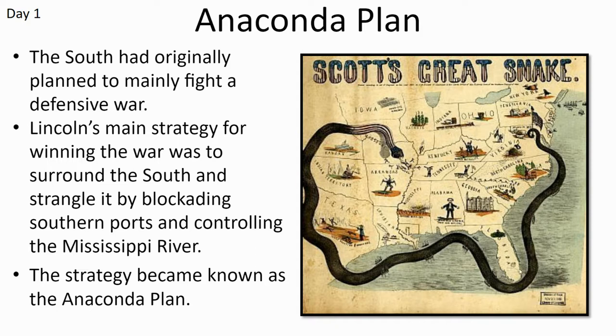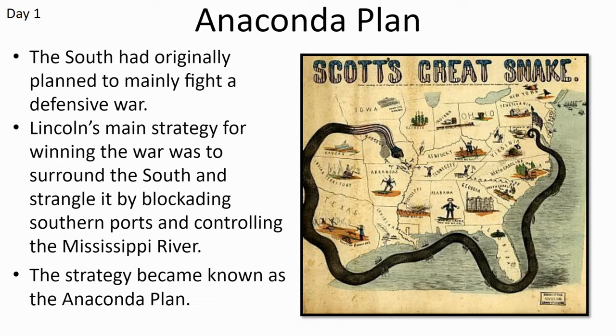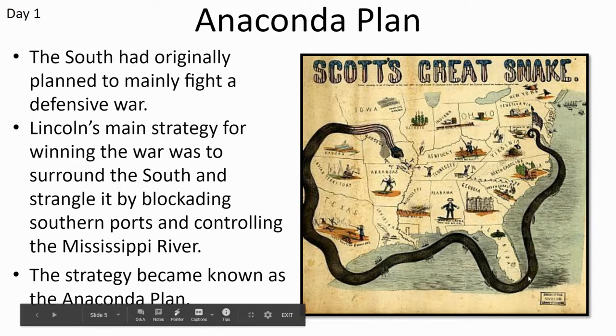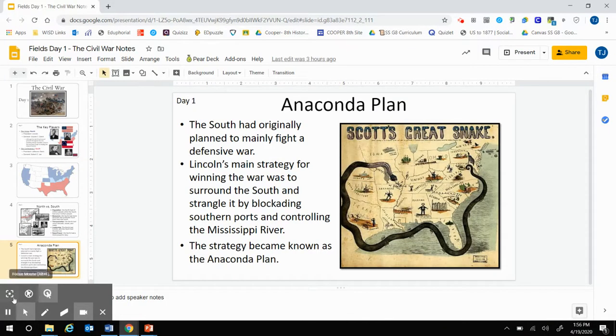The next part of this plan is for the North to try to take control of the Mississippi River. And if the North can control the Mississippi River, then they're going to be able to squeeze the South eventually. Okay, so the idea is, I'm going to get my camera back on here so we can see. The idea is we're going to try and get the South to suffocate.